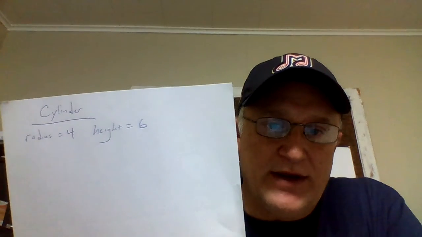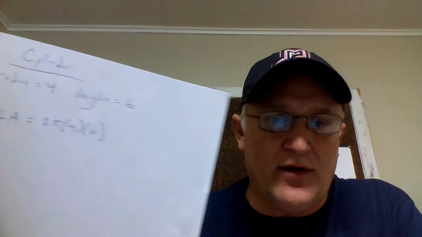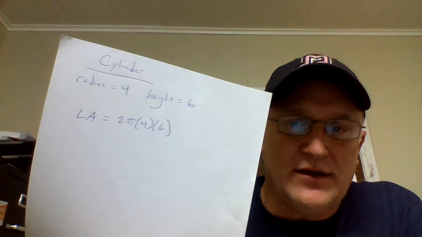So let me do one example of this. If you have a cylinder that has a radius of 4 and a height of 6, all you have to do is plug it into the formula. So the lateral area is 2 pi, the radius is 4, and the height is 6: 2 pi r h. There's your lateral area, which is what, 24, 48 pi.